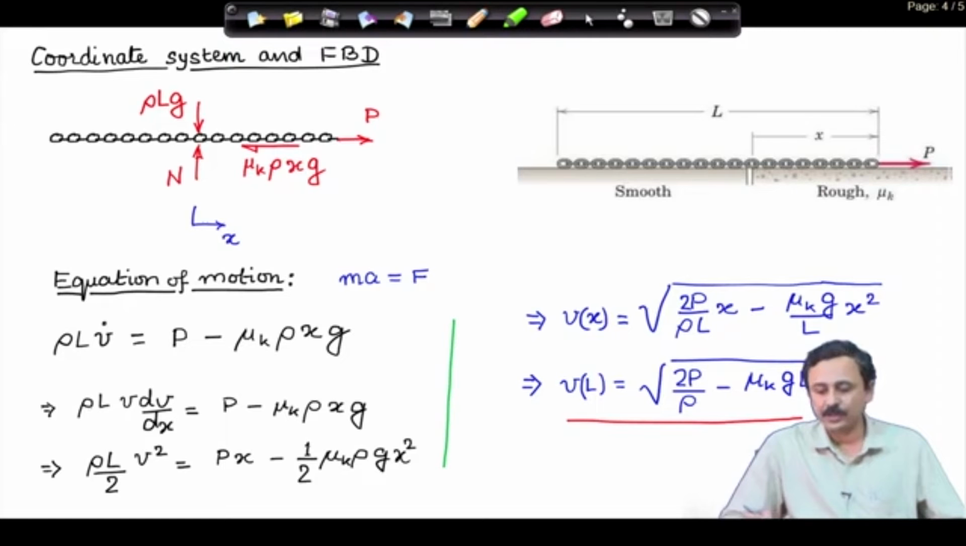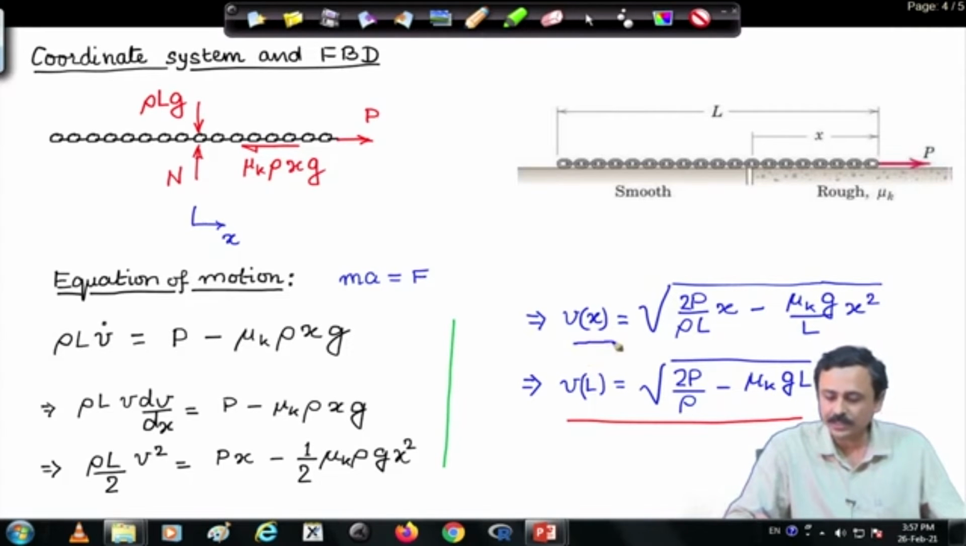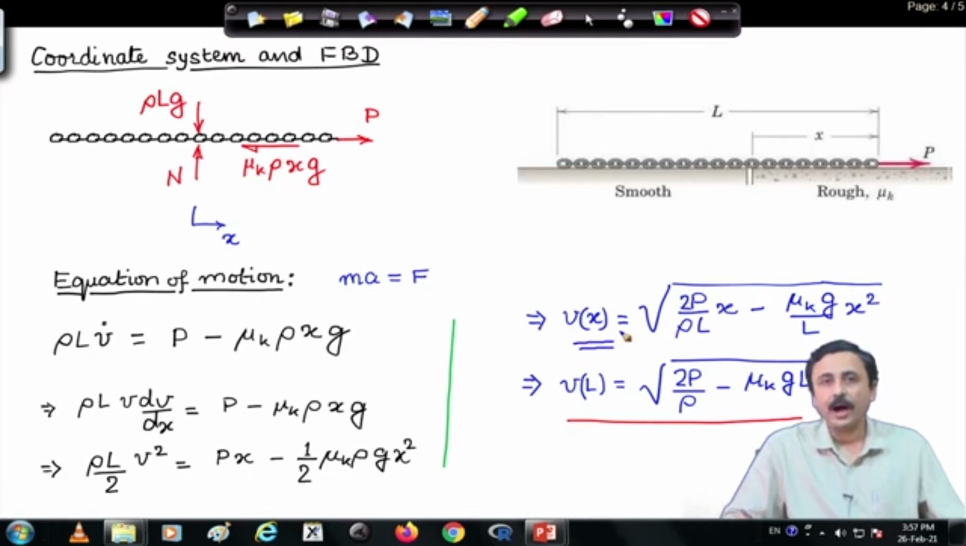Therefore, my velocity expression is this under root expression, after straightforward algebra. Finally, the velocity at x equal to L is what we have to find out. This is the velocity for arbitrary x starting from x equal to 0 up to x equal to L, that is where we want to find out the velocity. Therefore, if I just substitute x equal to L in the expression of Vx, that gives me the velocity when the whole chain has transferred to the rough side.